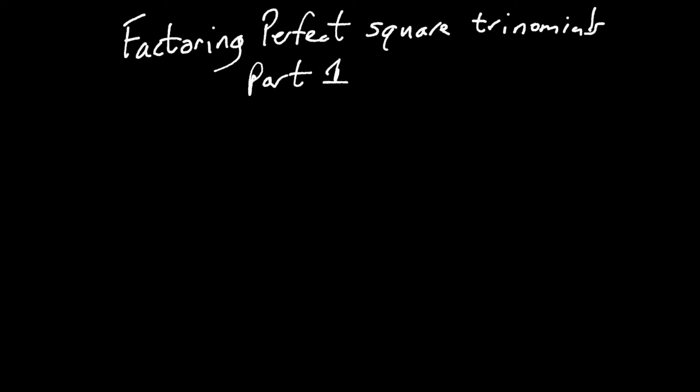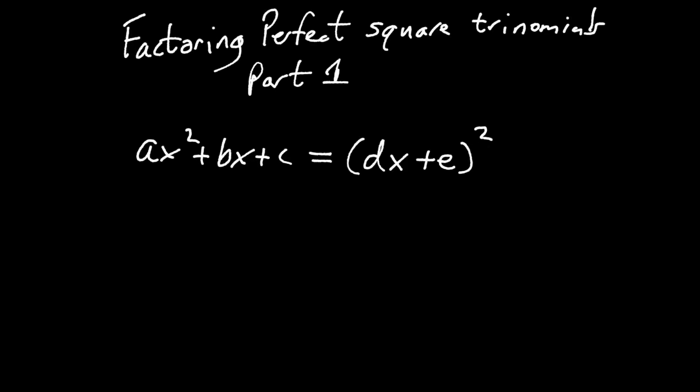Welcome to my video on factoring perfect square trinomials, part 1. In this video we are going to talk about how we factor perfect square trinomials down into a squared binomial. These are all going to start off as quadratic expressions, so we'll have something like ax squared plus bx plus c, and when we're done, after we've factored it, it's going to look like this: d times x plus e squared.